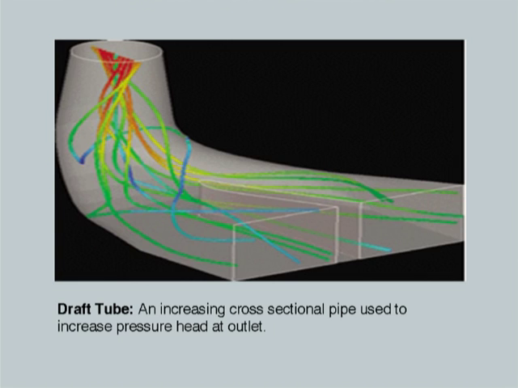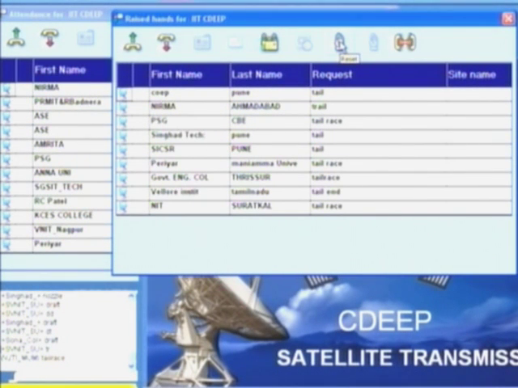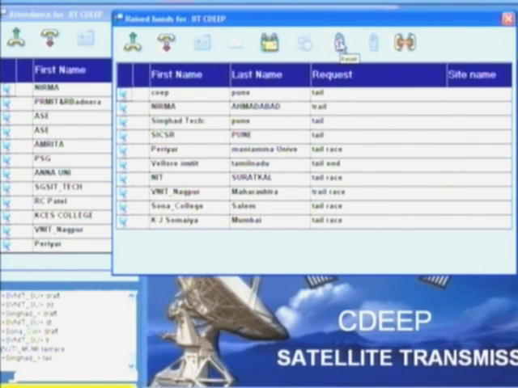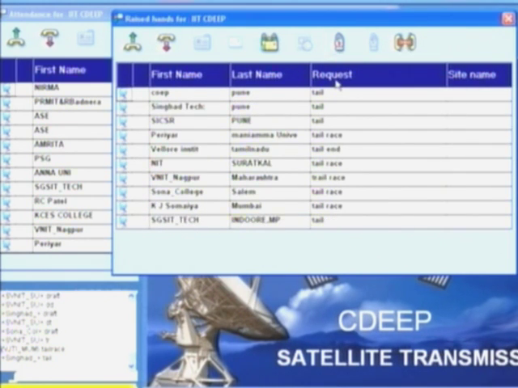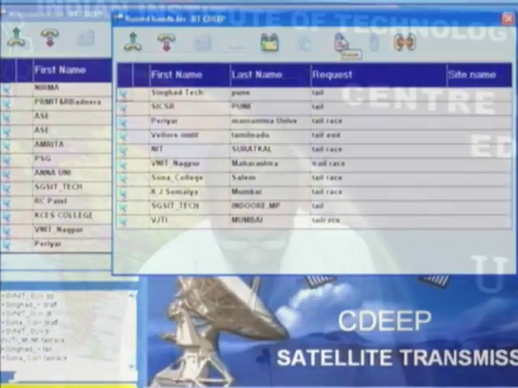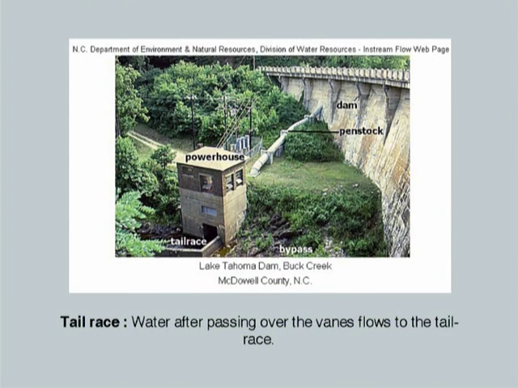That's the draft tube. Any guesses on this? This is one of the most interesting pictures in this slide. What does it indicate in a power plant? Yes, everybody has got it, but if I have to give the full answer, then it is Periyar tail race. Though others have got it right, they have all put it as tail. Vellore has got it, NIT has got it. Yes, that's tail race. Water passing over the vane flows to the tail race. That's the tail race.